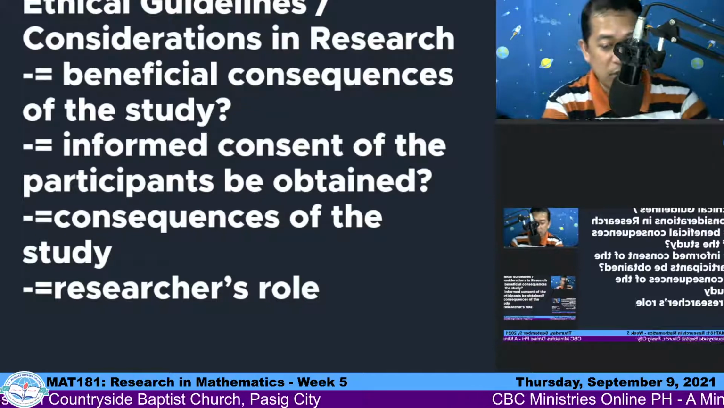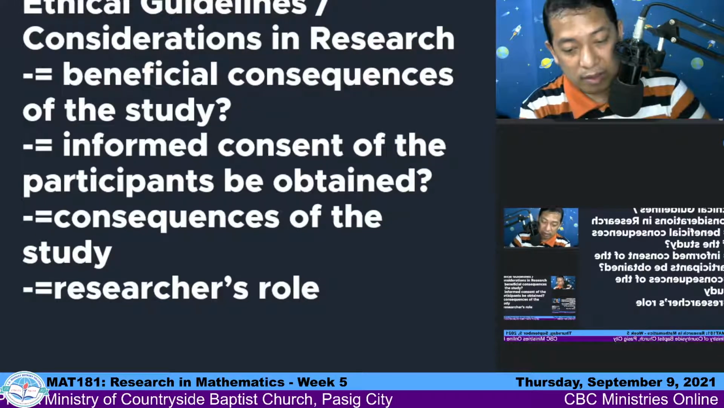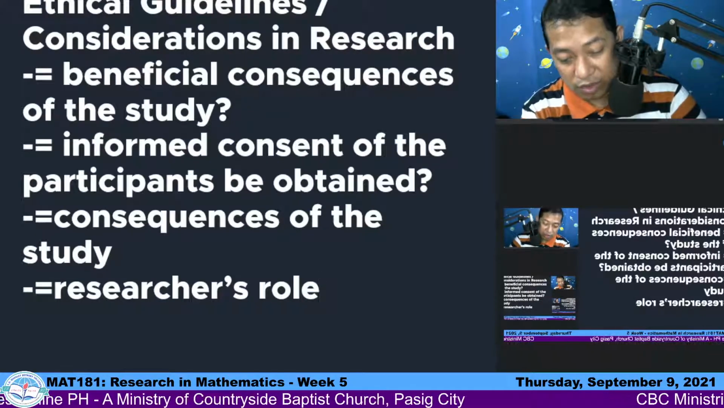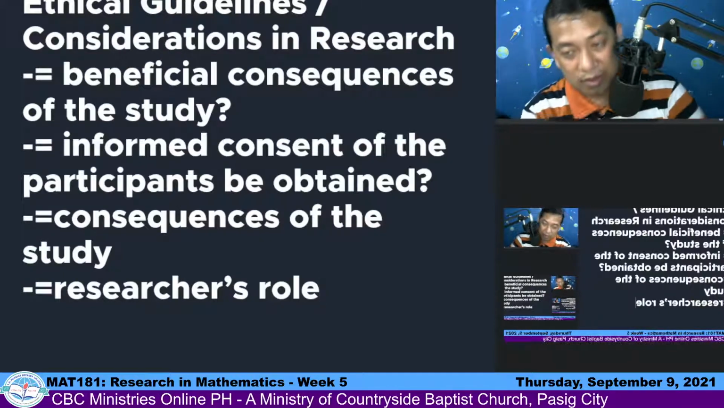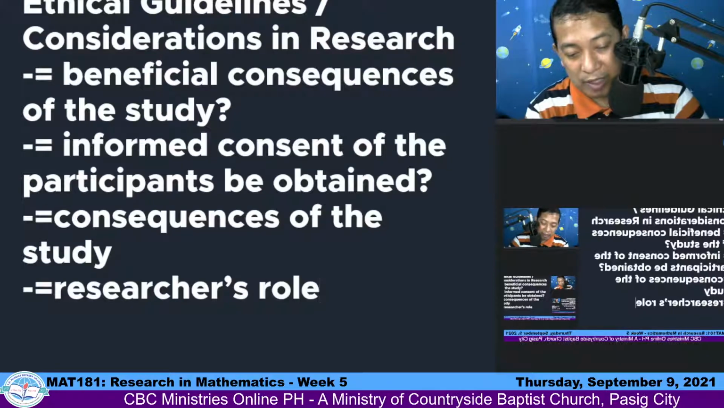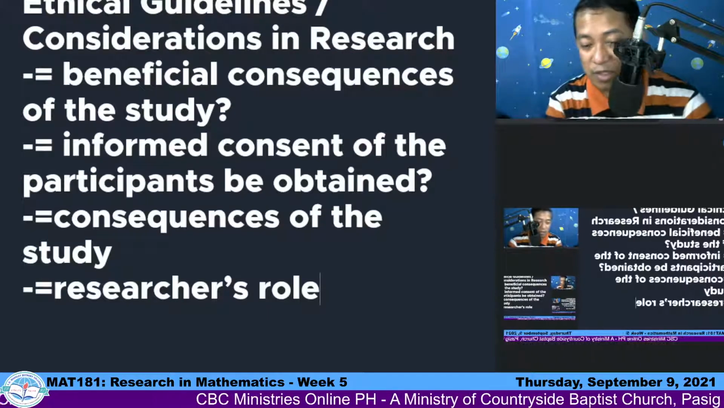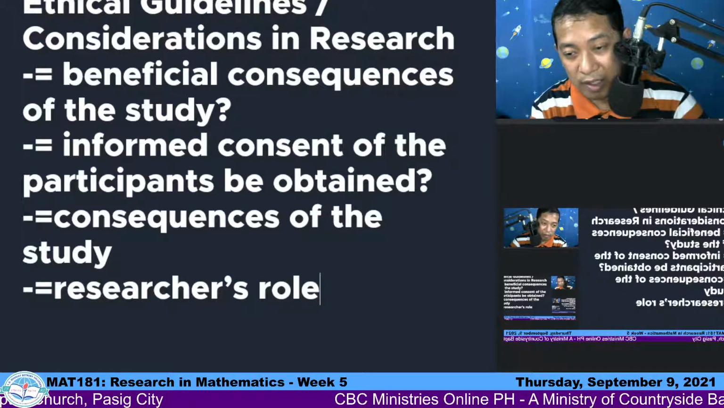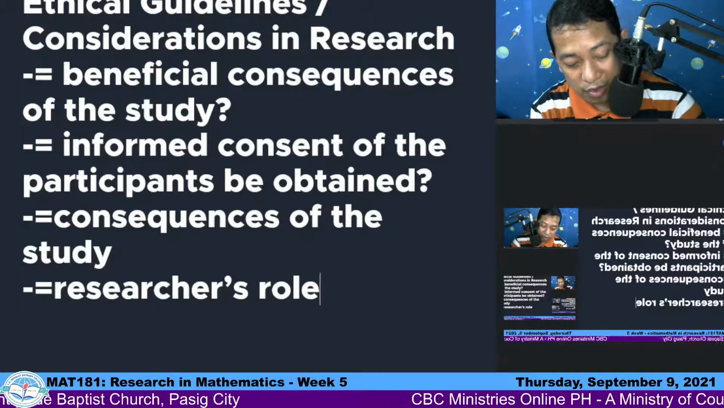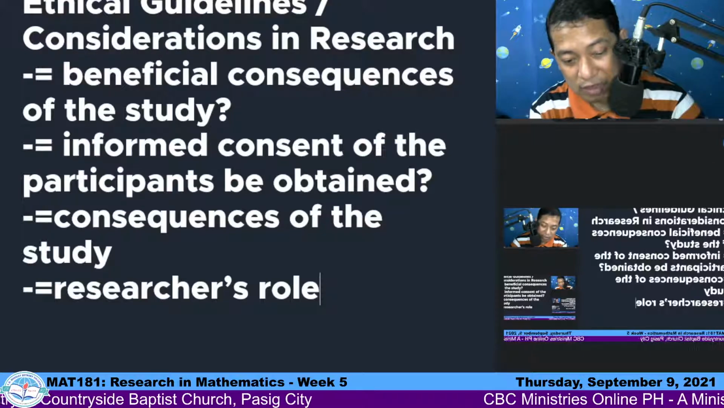Affect the study. So, yung role ng isang researcher doon sa ano. Baka meron siyang ini-input na personal niyang input. No, hindi pwede yun. Dapat he let the process of research go on without inputting his own personal ideas to the research.